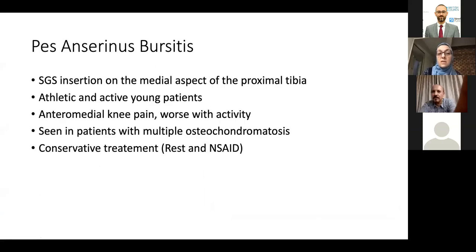Pes anserinus bursitis is actually pain and swelling with tenderness over the anteromedial aspect of the tibia. This is where the sartorius, gracilis, and semitendinosus tendons insert. All it needs is cold compresses, rest, anti-inflammatory, and the child can then resume activity as pain allows. It is seen with other patients with osteochondromatosis because this is a common site for osteochondromata, but mostly with athletic boys. Usually this is the type of patient I see.